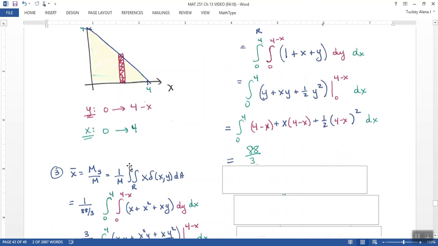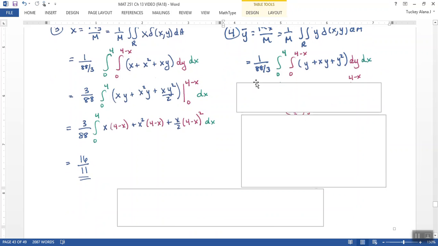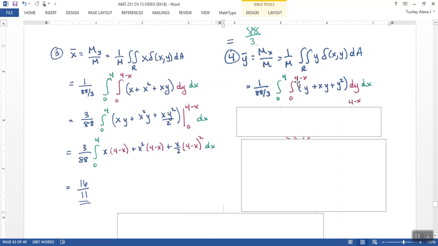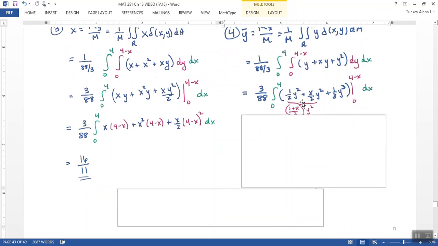But if you didn't see that, you could do the whole thing over again, but with y. So y bar would be mx over m, which is 1 over m, but then multiplying that density function times y in that integrand. So that would be the same function I had before. So 1 over 88 over 3, same limits of integration, but then I multiply by y. So 1y is y, xy, and y squared. And then I integrate that with respect to y, so that's a little bit uglier, but I can do it. So 1/2 y squared plus x over 2 y squared plus 1/3 y cubed.